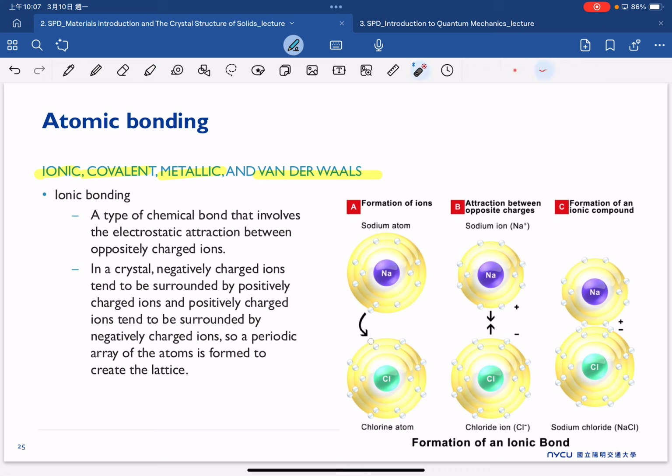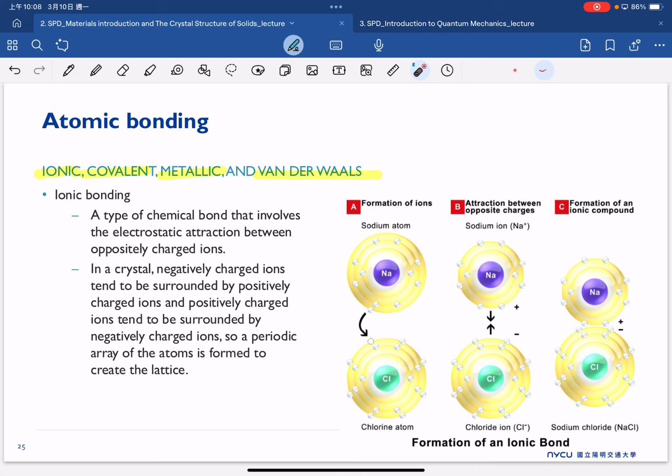So here, we just quickly go through the text, and most of it you probably already learned, because usually the first time we learn about this kind of bonding is in high school chemistry, or even general chemistry or material science. So ionic bonding is a type of chemical bond that involves the electrostatic attraction between the different charges of the ions. So in a crystal, the negatively charged ions tend to be surrounded by the positively charged ions, and positively charged ions tend to be surrounded by the negatively charged ions here. So that can cause the lattice to form.